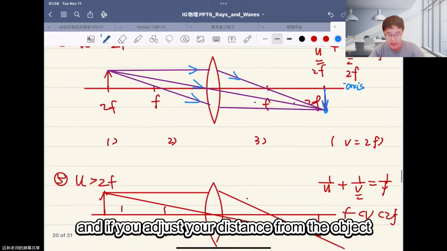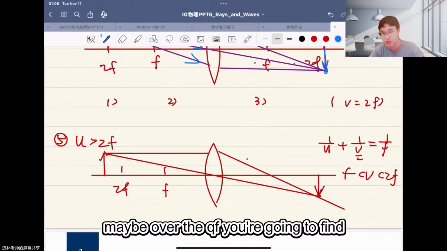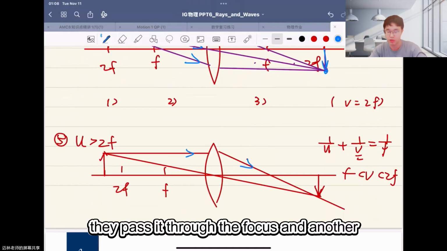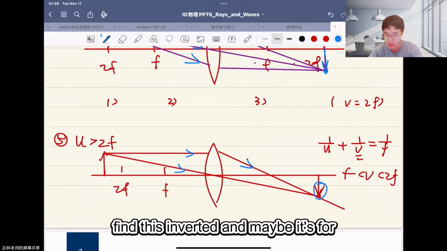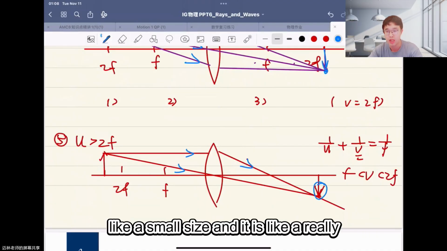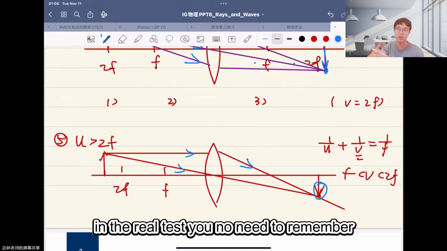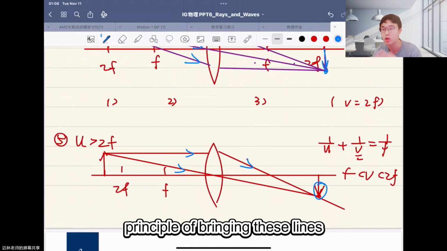And if you adjust your distance from the object to more than 2f, first draw a parallel ray and then it passes through the focus, and another ray passes through the center. You can find it's inverted, and it's a small size, and it is a real image. So this is for u bigger than 2f. In the real test, you don't need to remember all of this. You just need to master the principle of drawing these lines.